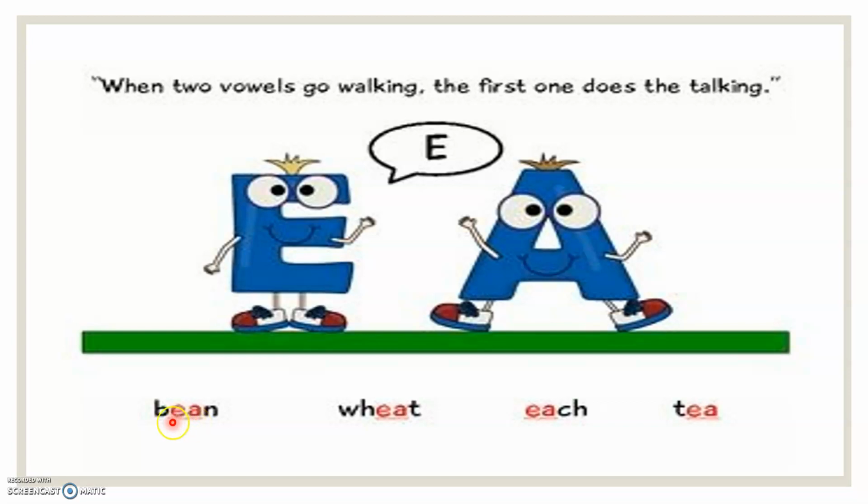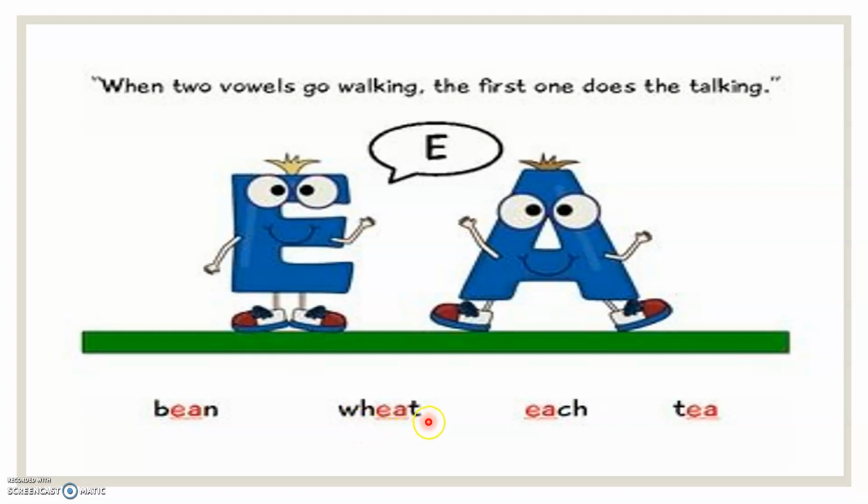So the rule says when two vowels go walking, the first one does the talking, which means the first vowel will say its name. What's the name of this letter? It's E, the name. Pay attention. We're not talking about the sound. We're talking about the name of the letter. So what's the name of this letter? It's E. So how do we read this word? It's bean.